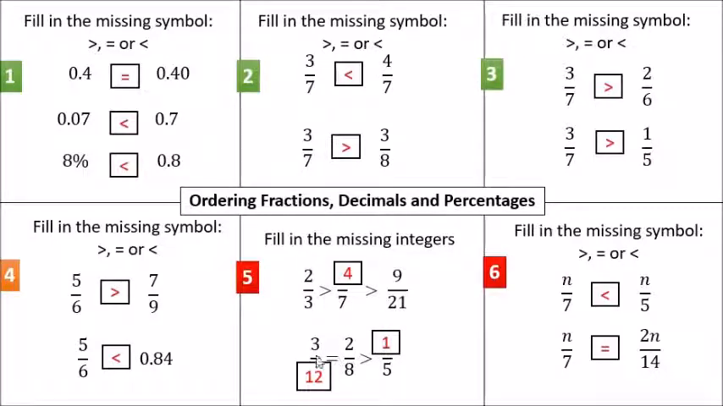Here we need this fraction to be equivalent to 2 eighths, so we need to get from 2 to 3, we times by 1.5. So to get from 8 to 12, we times by 1.5 as well. So 8 times 1.5 is 12.